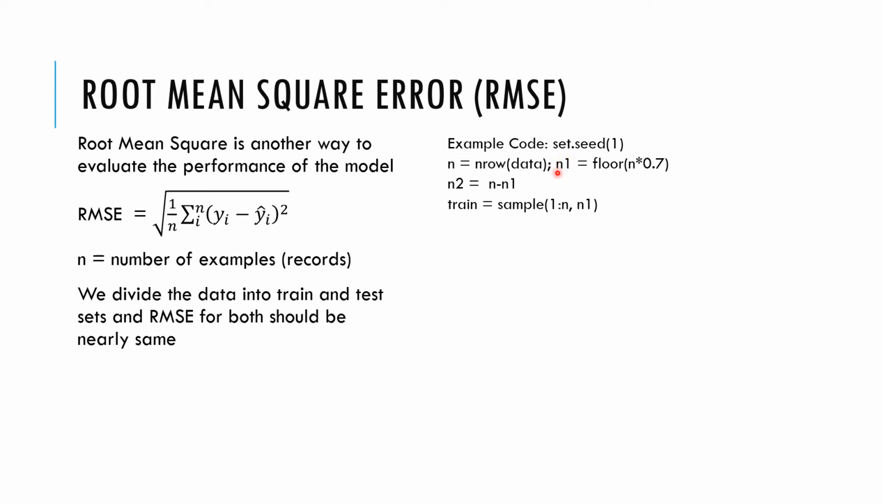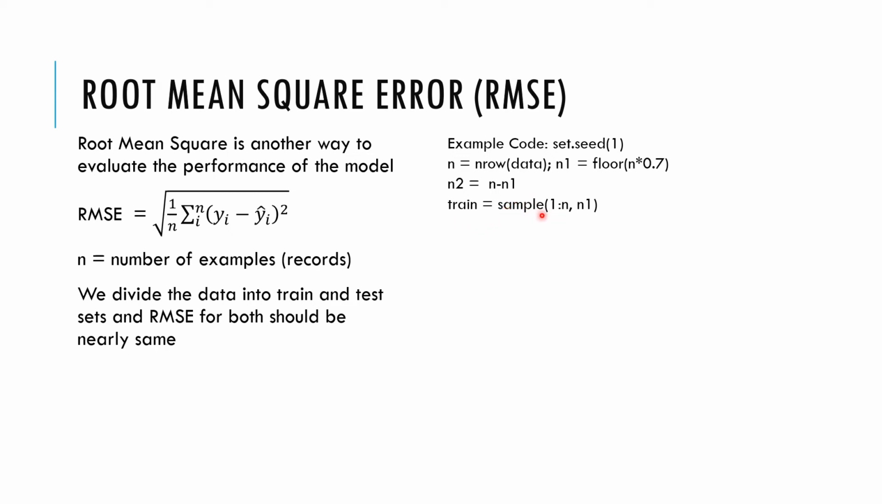Now we want the number of examples in the training data. So n1 will represent the number of examples in the training data. We use the floor function and multiply n with 0.7. So we are getting 70% of the data in training data, right? Floor will give us the lower value if it is a fraction. n2 will simply be n minus n1. So n is the total number of examples, n1 is the number of examples in the train data, and n2 is n minus n1. So train will become sample.